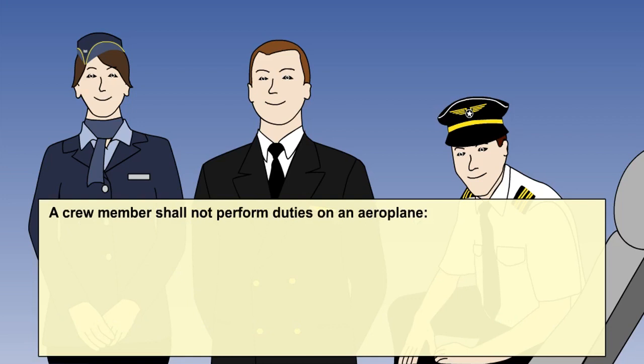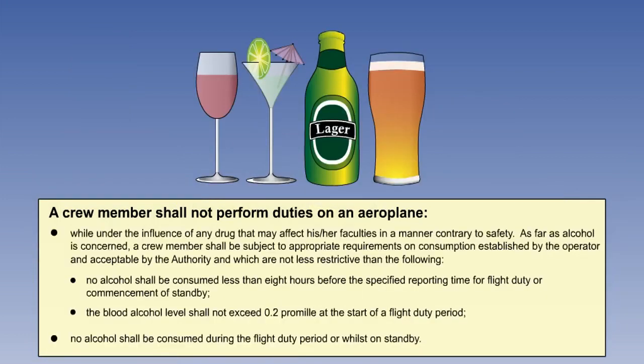A crew member is barred from performing duties on the aeroplane under the circumstances shown on the screen. As far as alcohol consumption is concerned, the general bottle-to-throttle rule is no alcohol within 8 hours of duty and only moderate amounts within 24 hours of duty.